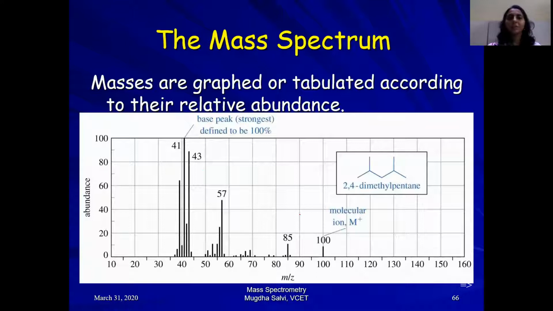Now this is a mass spectrum. What happens is, you usually consider the base peak as the strongest one and it is defined as 100%. And then the others are relatively marked. It is mass-to-charge ratio against abundance, meaning how many ions have actually been detected.